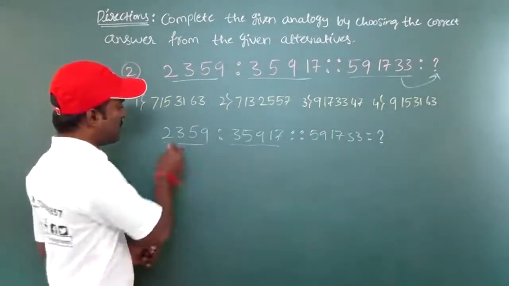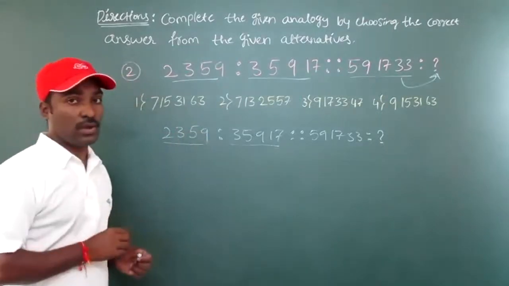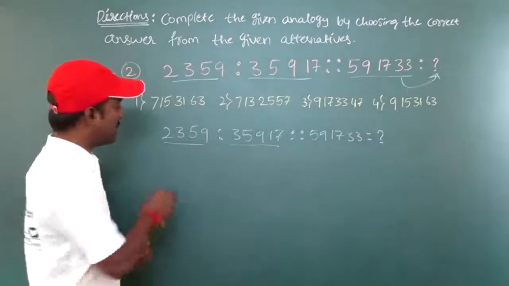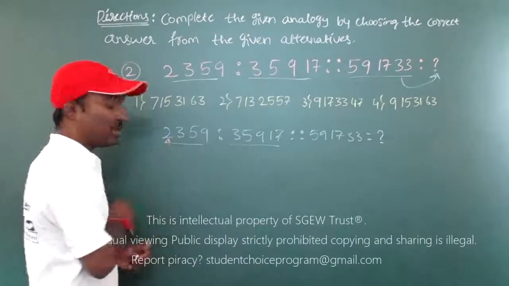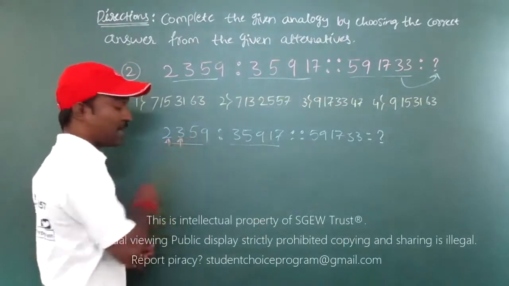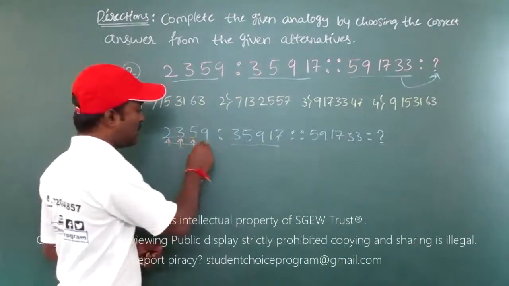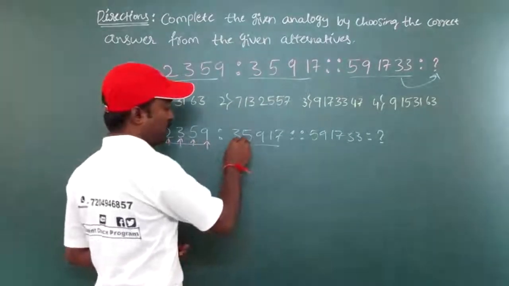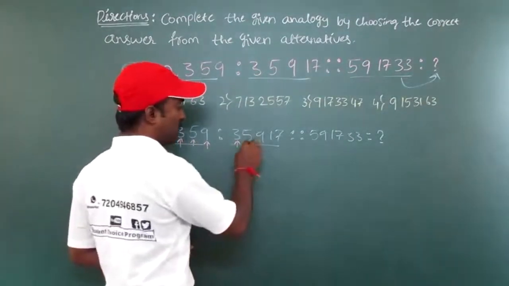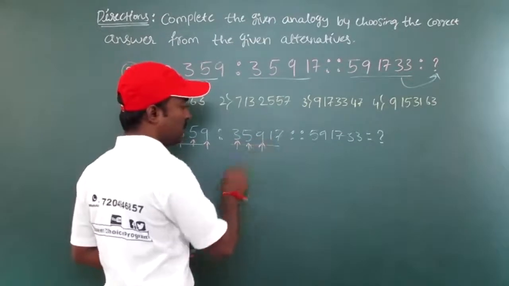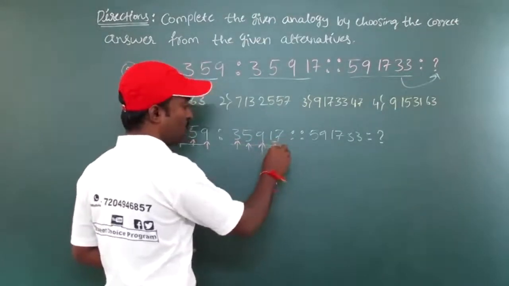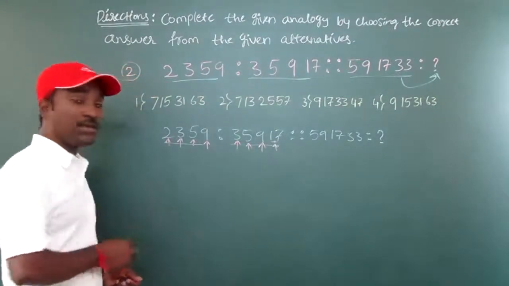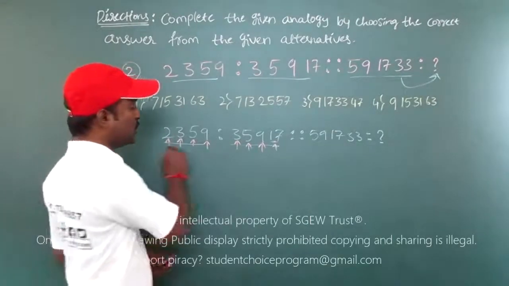So here this 2359 is not a whole number. Actually it is given in terms of digits. This is the first digit, this is the second digit, this is the third digit, and this is the fourth digit. And here also, 3 is the first digit, 5 is the second digit, 9 is the third digit, and 17 is the fourth digit. So using the digits, I will find the analogy between these two numbers.